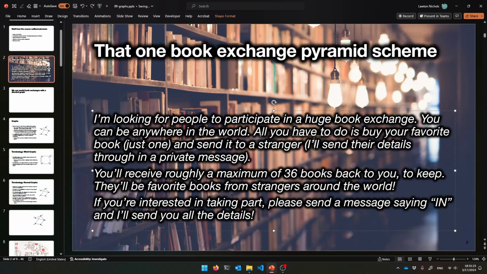The idea is you buy your favorite book, just one of them, and you send it to a stranger. Somebody like the poster knows, and then just by buying one book for one person, somehow you receive 36 books. How does that work? It's totally a pyramid scheme. I can prove it to you, and we can model it with graph theory.